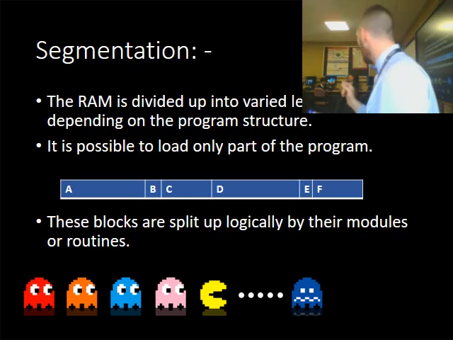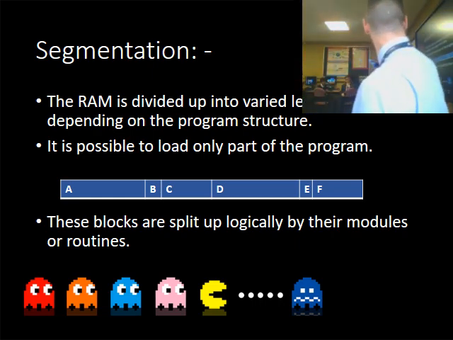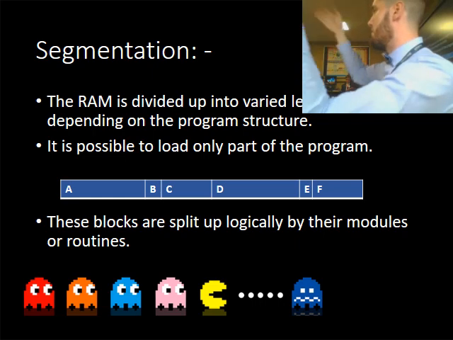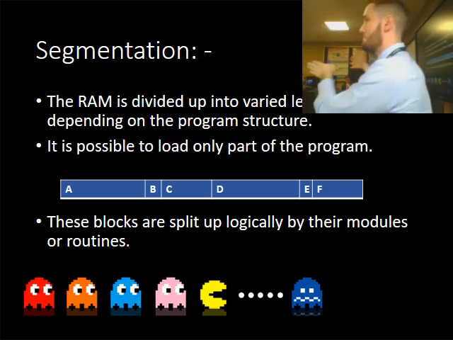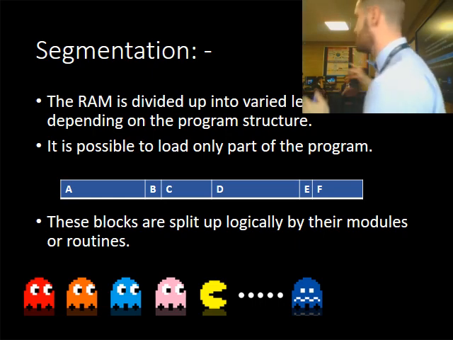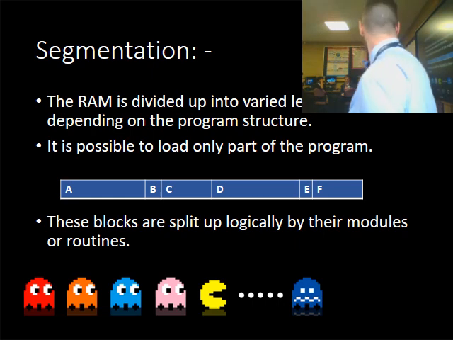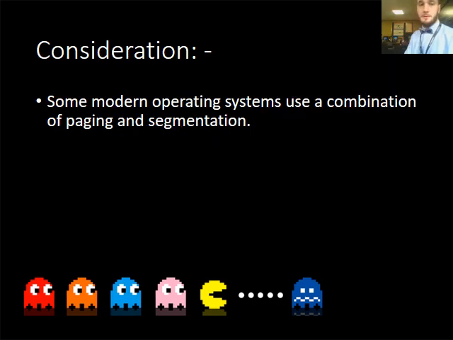Segmentation splits it up into processes. Rather than having lots of little segments, segmentation splits it up so that that process is kept together. So it's slightly different, and the structure will determine how big your segments are. All right? So that's how it's split up. Now, what you need to consider is that some modern operating systems use both. Some use only one, some might only use paging, others use segmentation.